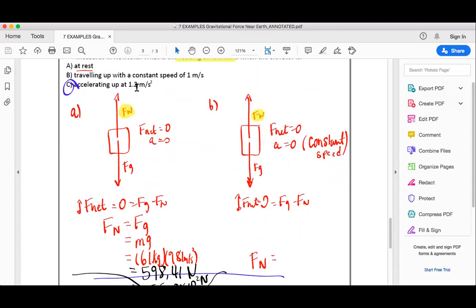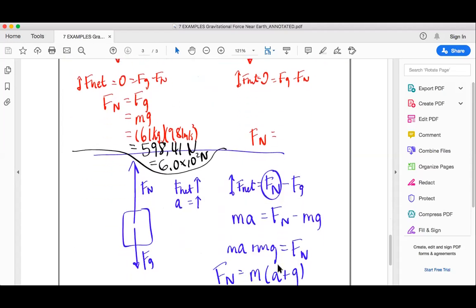For part B, if we're traveling up with a constant velocity of 1 meter per second, the key is that it says constant speed. We actually don't even care what the speed is. Constant speed means Fnet is also 0, Fn is just mass times gravity.